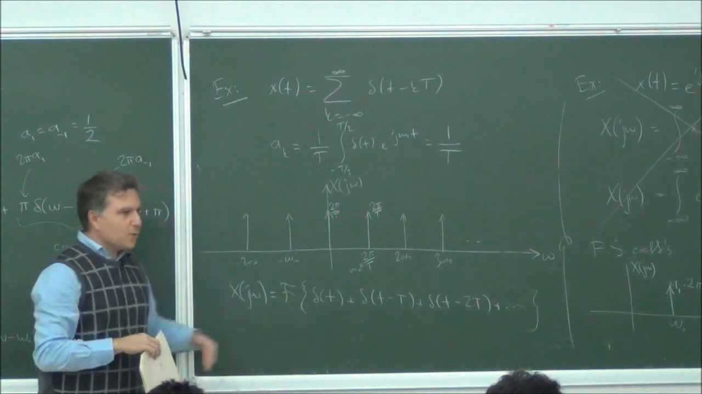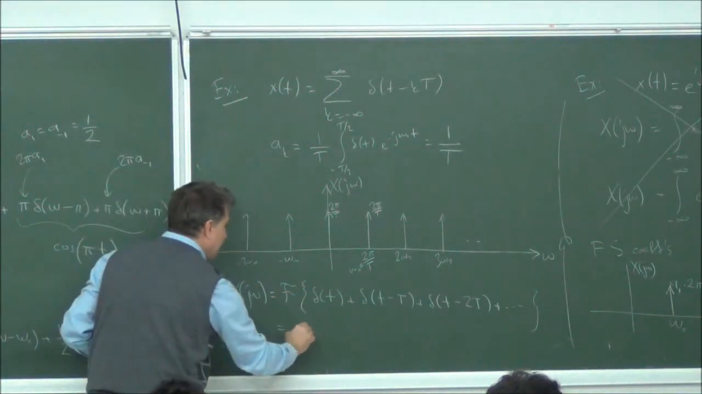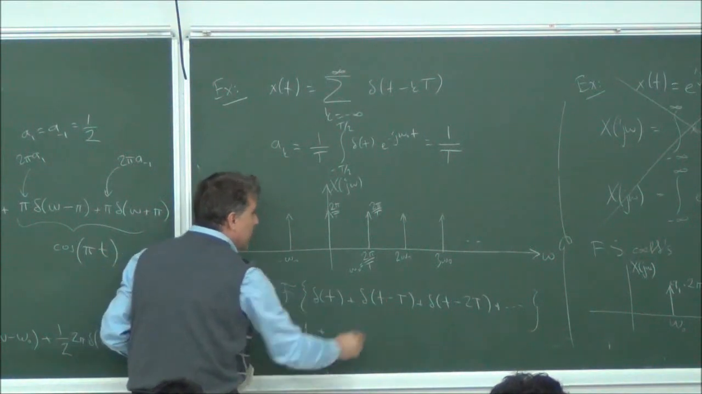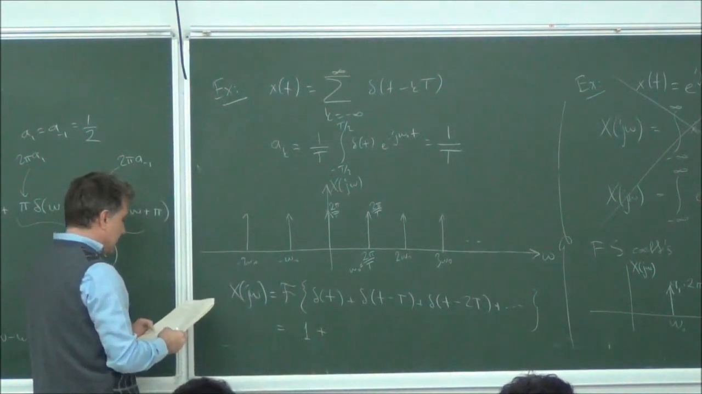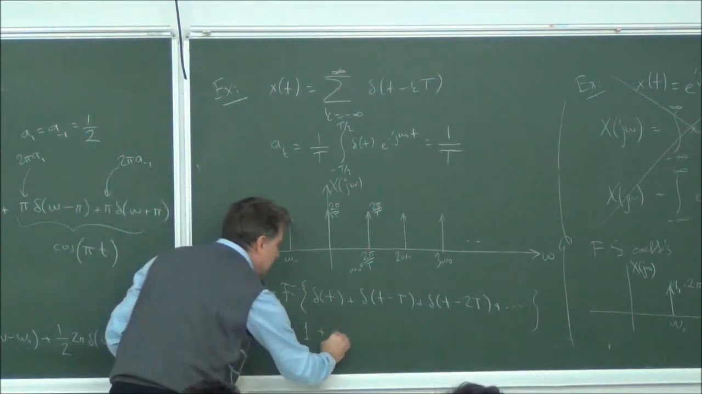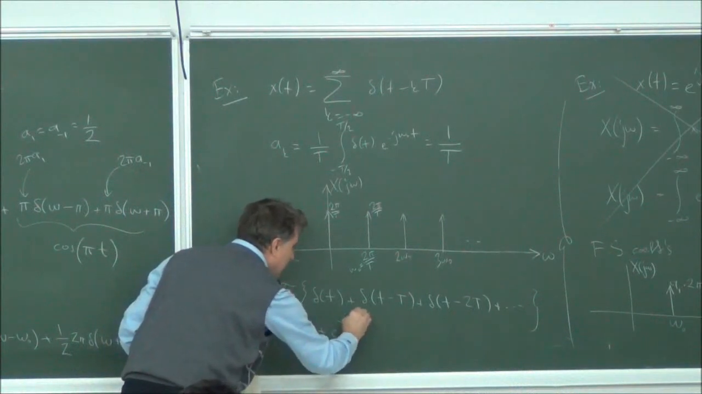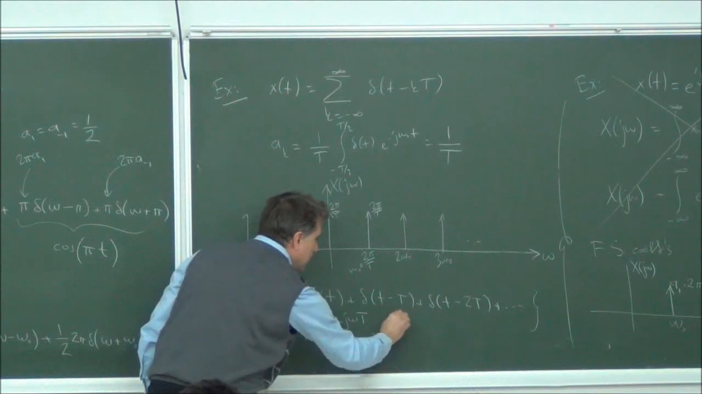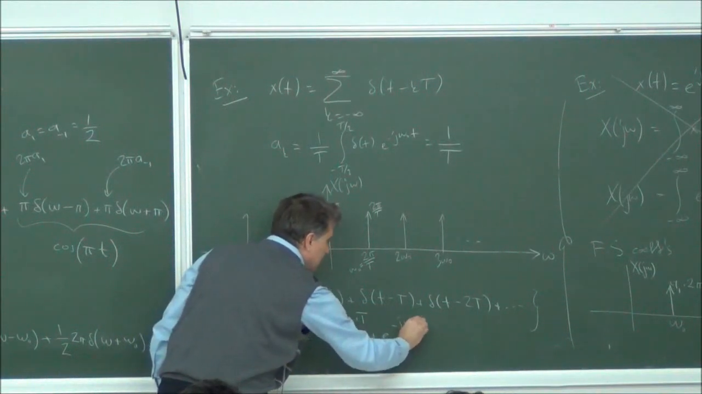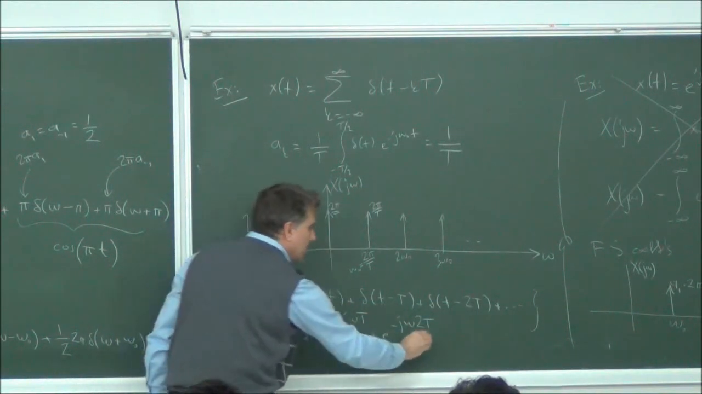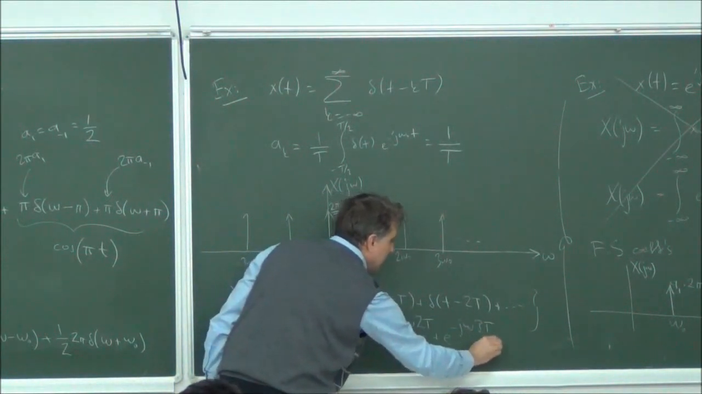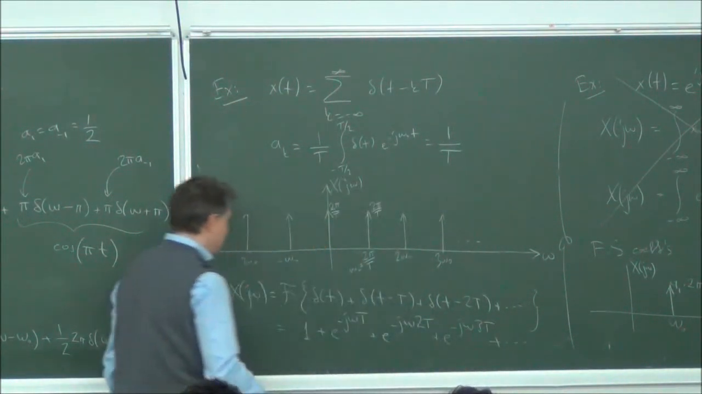But the Fourier transform of delta t is 1. The Fourier transform of delta t minus capital T is a complex exponential e to the minus j omega capital T. The other one is e to the minus j omega 2 capital T plus e to the minus j omega 3 capital T plus etc.